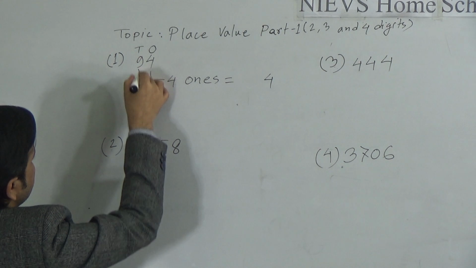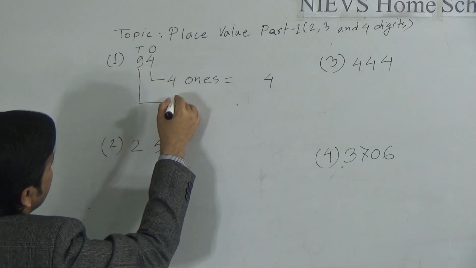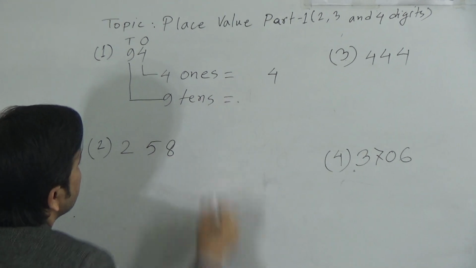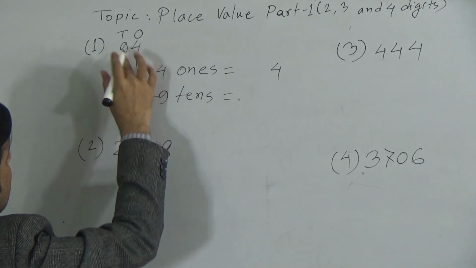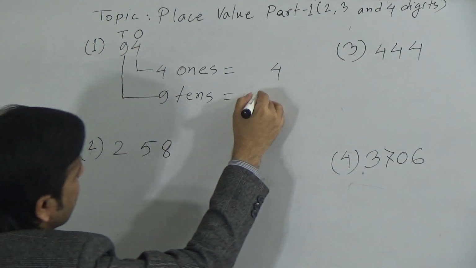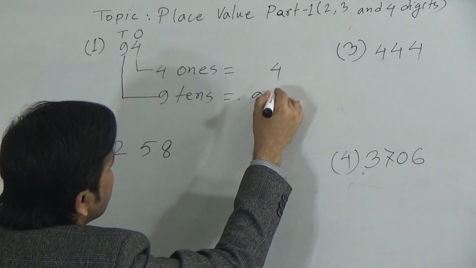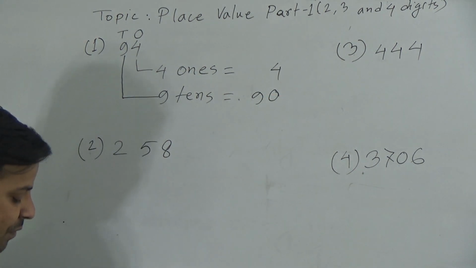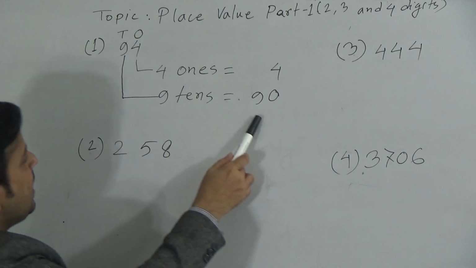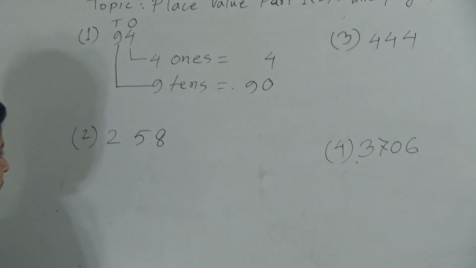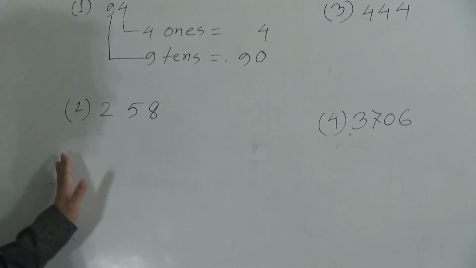And this is in tens position. So this will be 9 tens. As this is in tens position, this value of this 9 will be 90. 9 tens are 90. So the place value of 9 in this number is 90, and place value of 4 in this number is 4. Okay, now I will go to the next question.